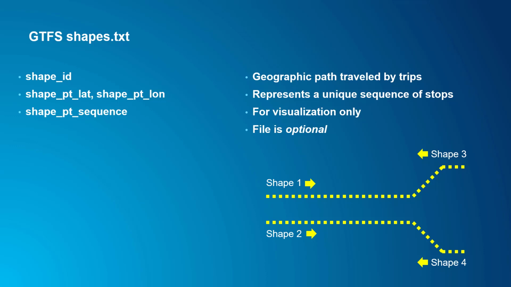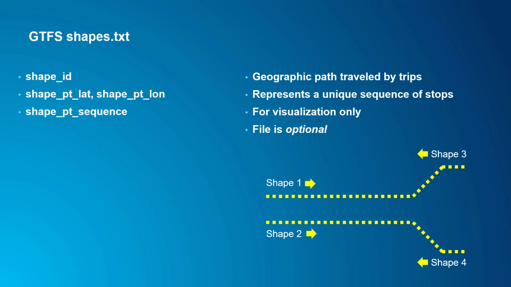We talked about routes and trips, and I mentioned specifically that neither of those contain any geographic information. At this point, you're probably wondering how to show your transit lines in the map, and that's what the shapes.txt file is for. The data in this file describes the actual geographic paths through the system traveled by the transit vehicles. A shape represents a unique sequence of stops, so it's sort of like a trip, but it's not specific to a time of day. A route can have multiple shapes associated with it.